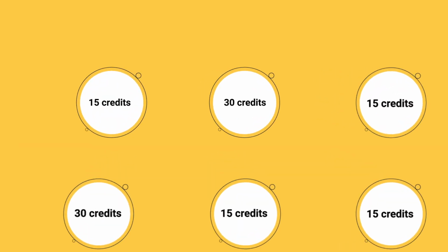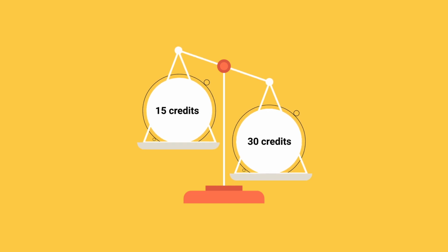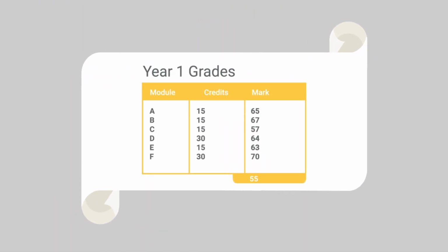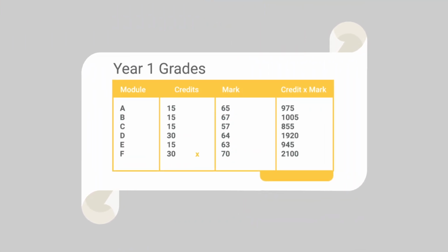What is a credit-weighted average? As some modules are worth more credits than others, it's important to work out a fair average when looking at your results. Without taking credit weighting into account, to find the average of these marks, we would simply add together all of the marks and divide by the number of modules. However, to correctly weight the results, we multiply each mark by its corresponding number of credits. These figures are then totted up and divided by the total number of credits.